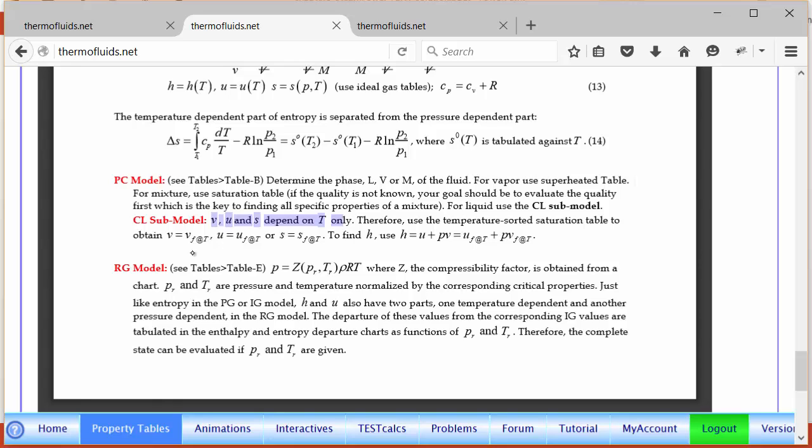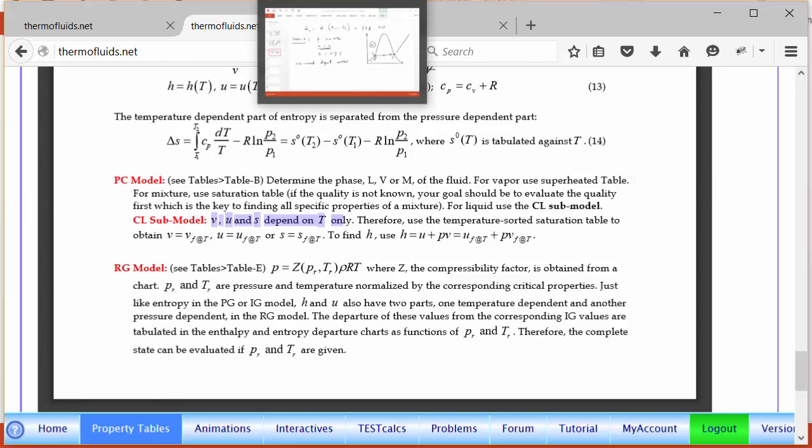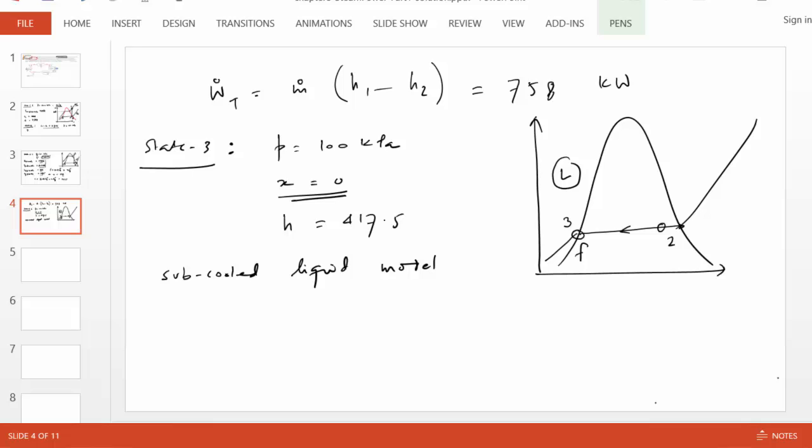As a result, if we want to find, for instance, any state in the subcooled region, as long as you know the temperature, then V is the same as Vf at that temperature, U is the same as Uf at that temperature, and S is the same as Sf at that temperature.